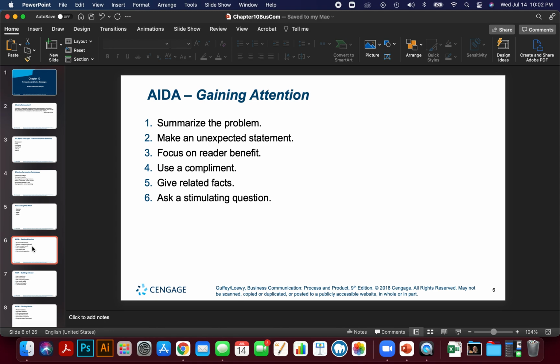A great way to gain attention is to summarize the problem, make an unexpected statement, focus in on a benefit for the reader, compliment them, give related facts that support your statement, and then ask them a stimulating question. This is a very popular way to gain attention. To gain somebody's attention is to summarize the problem that they're experiencing, make an unexpected statement like you can solve their problem, focus in on benefits that benefit them, use a compliment, give related facts, and then ask a stimulating question.